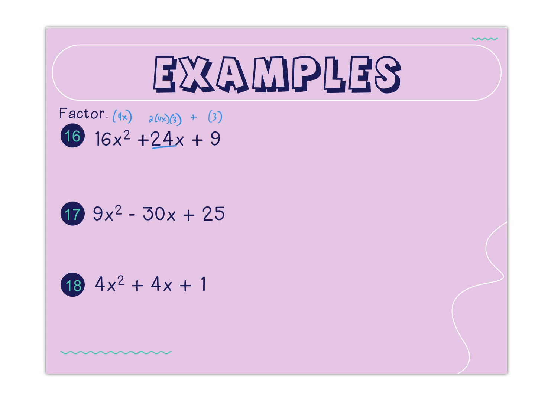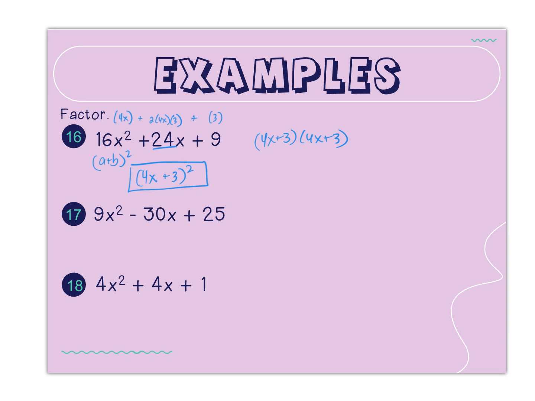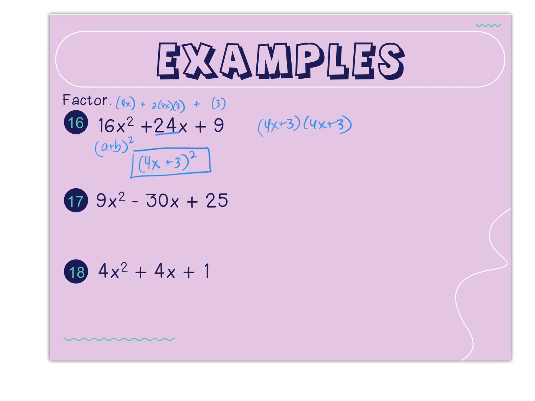So notice this is a plus here. So this is an a plus b squared scenario. A is 4x, b is 3. And so this is a 4x plus 3 squared situation. So those are the two factors. This would be a 4x plus 3 times a 4x plus 3 if you expanded it out. And so we're able to factor this pretty quickly if we can recognize that pattern.